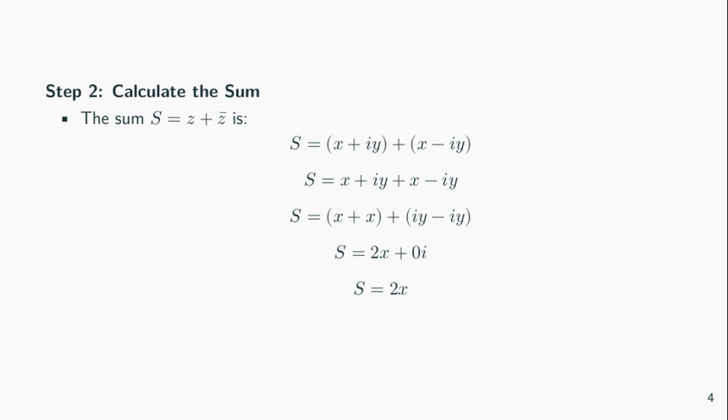We can group the real parts and the imaginary parts together. s equals (x plus x) plus (iy minus iy). The imaginary parts cancel out, leaving us with s equals 2x plus 0i. This simplifies nicely to just s equals 2x.